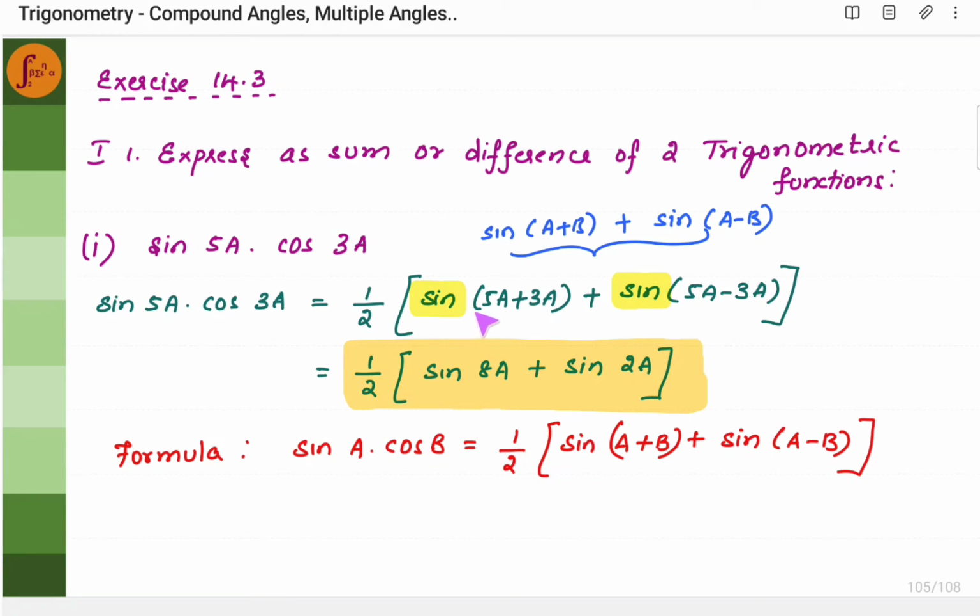So we'll take sine (5a plus 3a) and sine (5a minus 3a). We are taking the sine (A plus B) plus sine (A minus B) formula. So we just add this. This is like A and this is like B. So A plus B, 5a plus 3a, and 5a minus 3a will give 8a and sine 2a. That's all. This is the answer. And this is the formula that we have used.